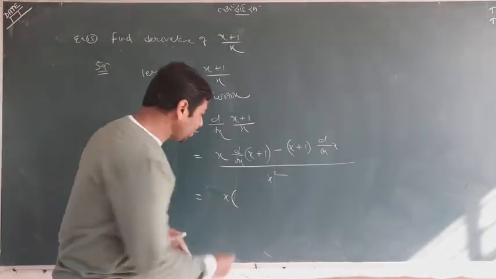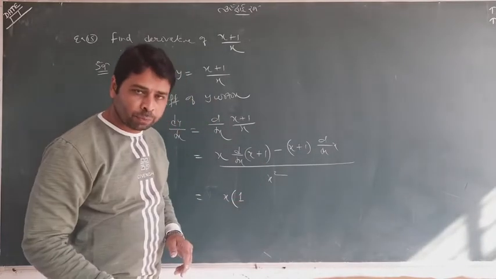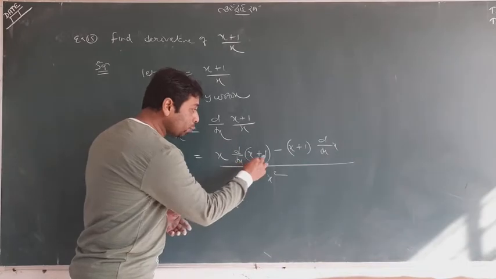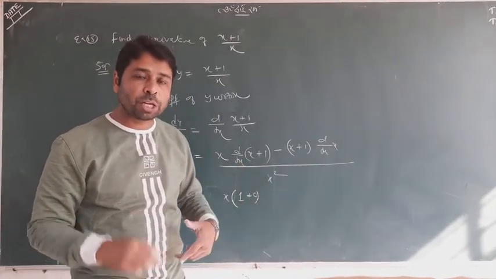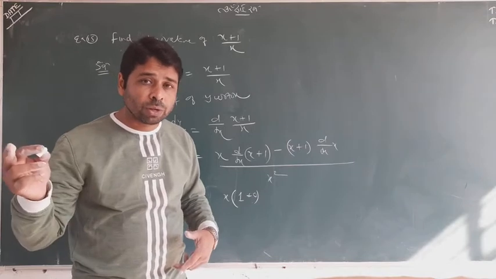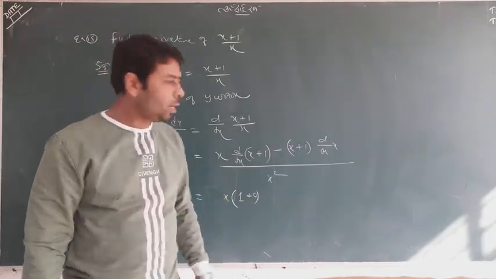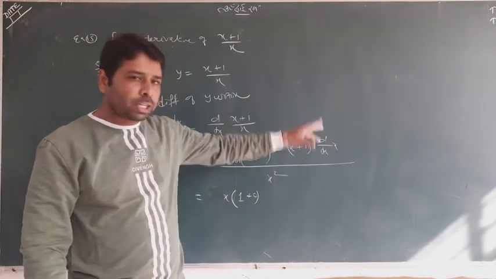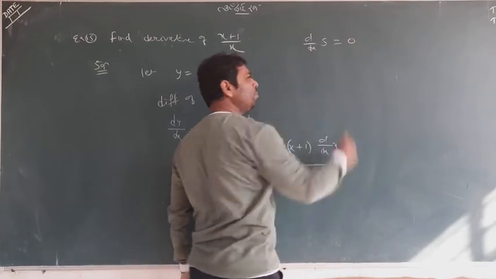So can we do directly d by dx of x, which is 1? We saw already d by dx of 1 is 0. Why? Because 1 is a constant. I taught you d by dx of c is 0. So d by dx of x alone is always 1. Okay. But one thing I want to tell you right now, that d by dx of 5 is 0.